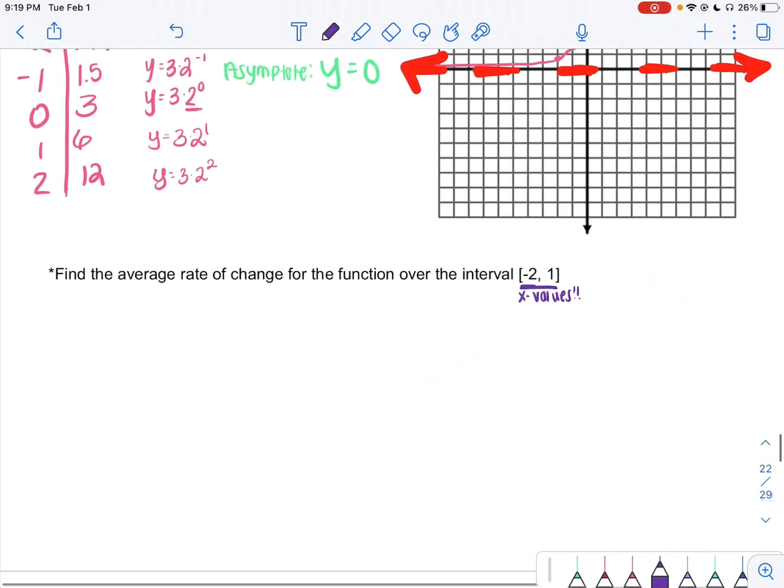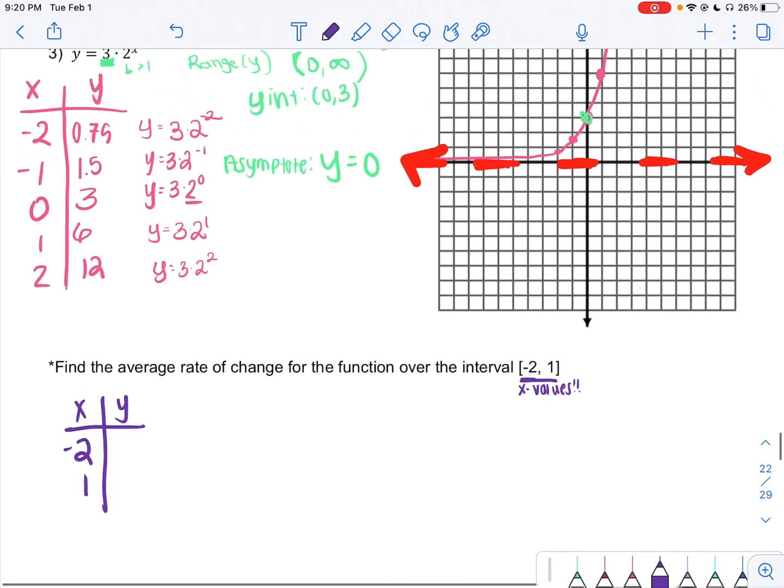So when I have a problem like this, I'm going to make a baby table. I'm going to put some x values and some y values. Well, right now all I know is my x values, right? Because that's what it gave us. Well, if we look at our big table up here, we know when x is -2, y is 0.75. When x is 1, y is 6. So if I want to find the average rate of change, that's change in y over change in x. So it's just like we did when we had all of our slope problems.